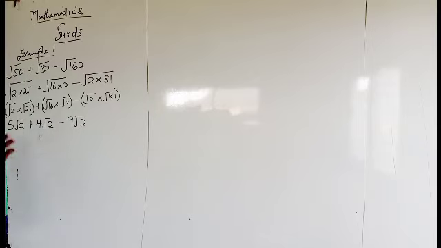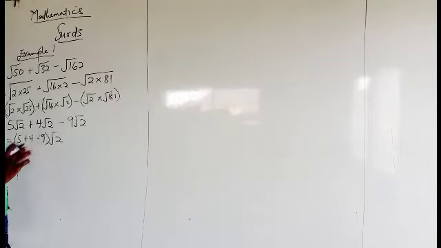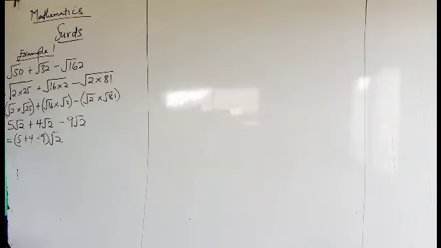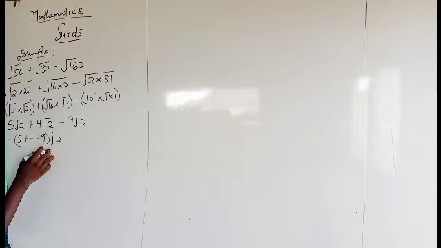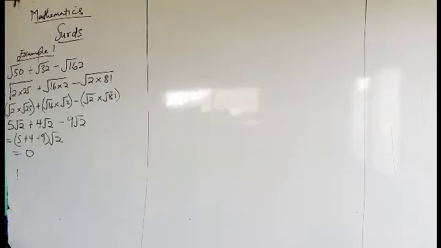So 5 root 2 plus 4 root 2 minus 9 root 2. Let's add 5 plus 4 minus 9, root 2. So 5 plus 4 is 9, minus 9, giving us what? 0. So 0 times root 2 is what? 0. So the whole answer is 0. I hope this is clear.